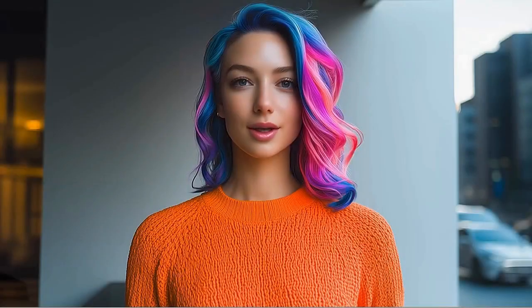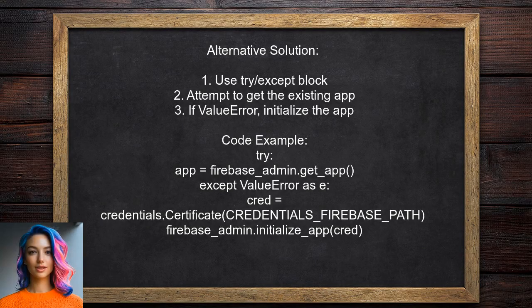Let's take a look at another answer from another user. One alternative approach to check if a Firebase app is already initialized in Python is to use a try and except block. First, attempt to get the existing app. If a value error occurs, it means the app isn't initialized yet. In that case, you can initialize the app with your credentials.